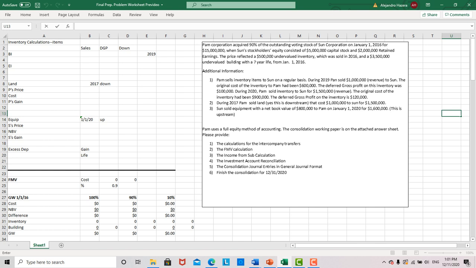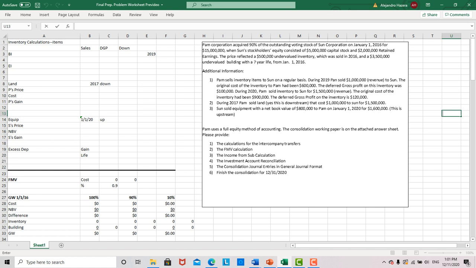The acquisition took place on 1/1/16. The consolidation is for 2020. So that means you have 2016, 17, 18, and 19 before this year. 4 years before this year, and this year is the 5th year. So there's a 5th-year consolidation. Okay, so that's the first one. And then during 2020, there was another transfer. The gross profit on that 2020 transfer is going to be in the current inventory, the ending inventory, because that's this year. During 2020, PAM sold inventory to Sun for $1.5 million revenue. The original cost was $900,000. The deferred gross profit was $120,000.